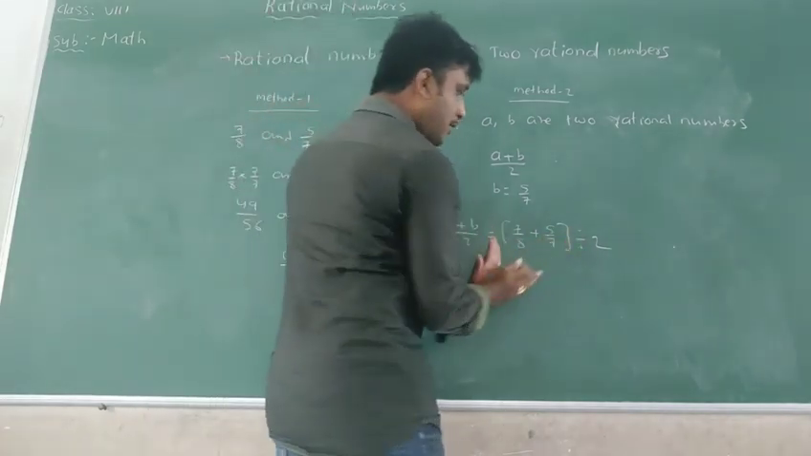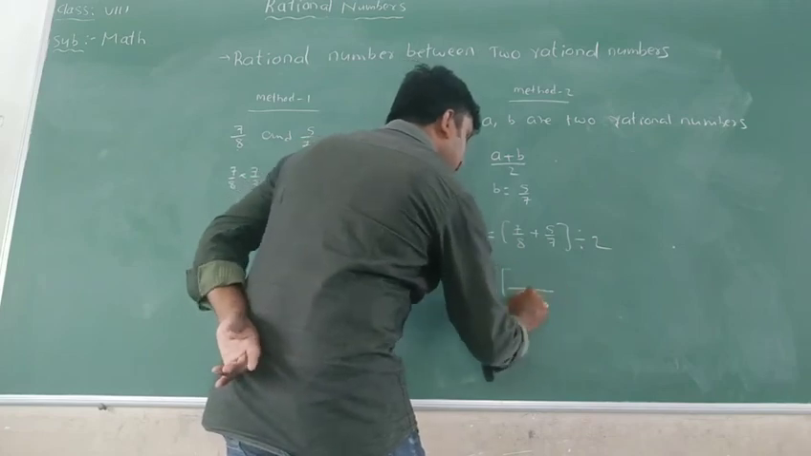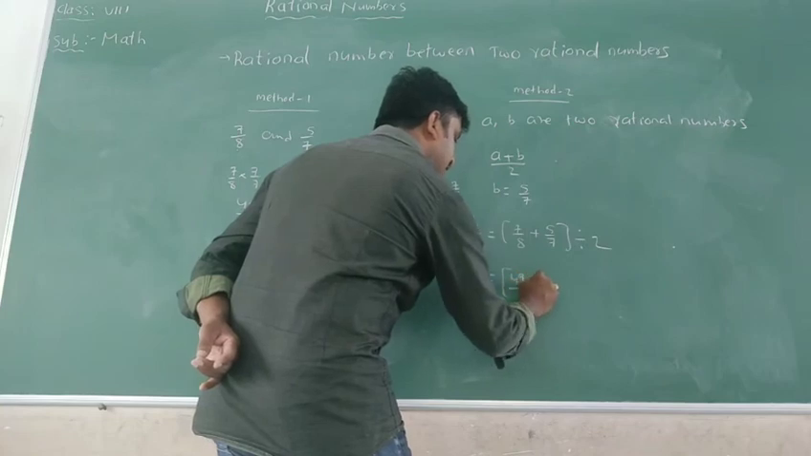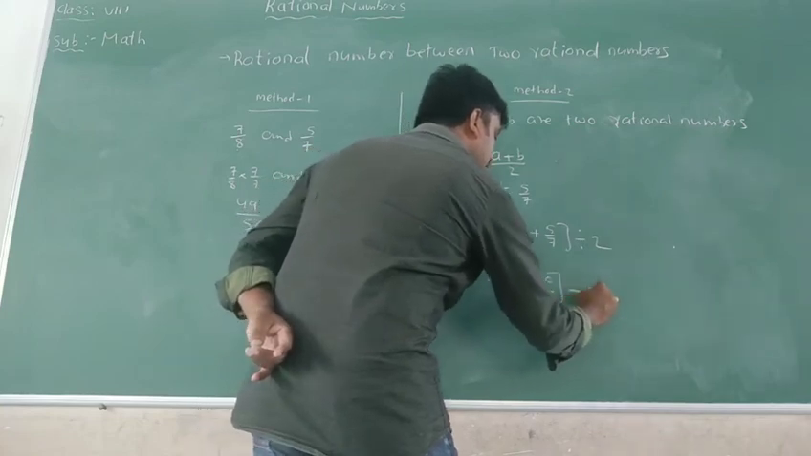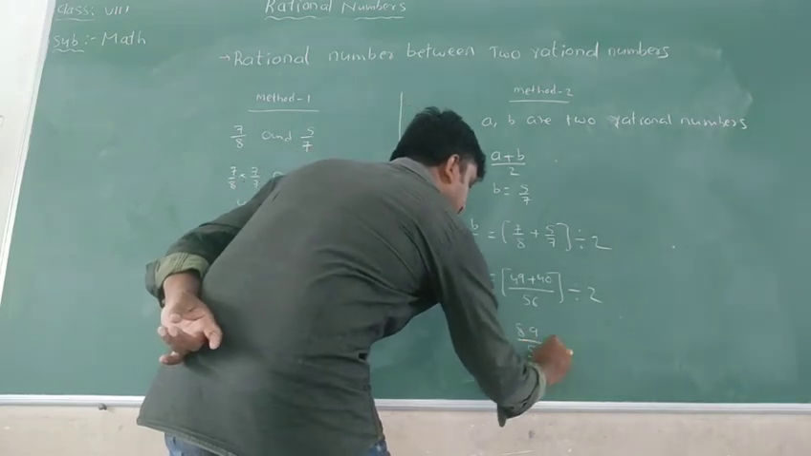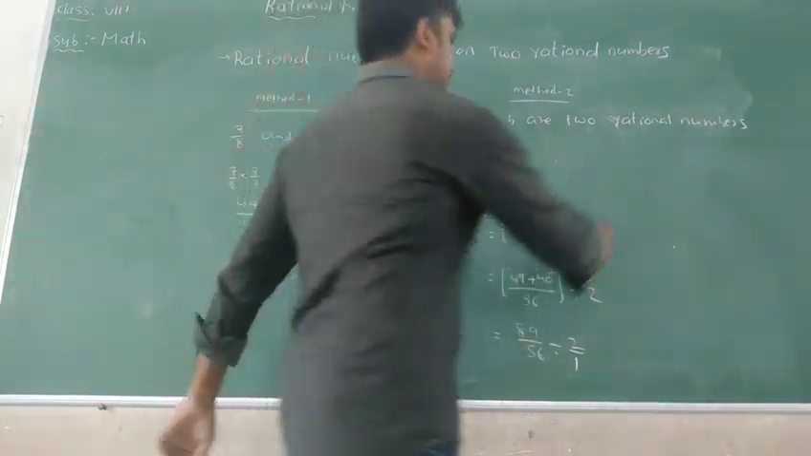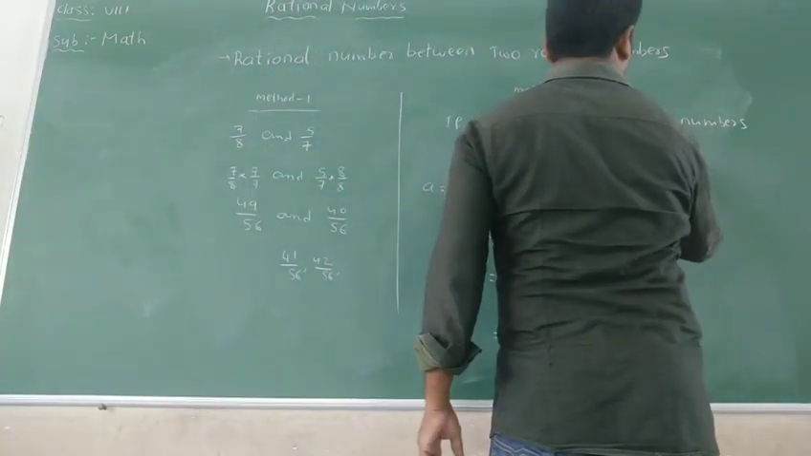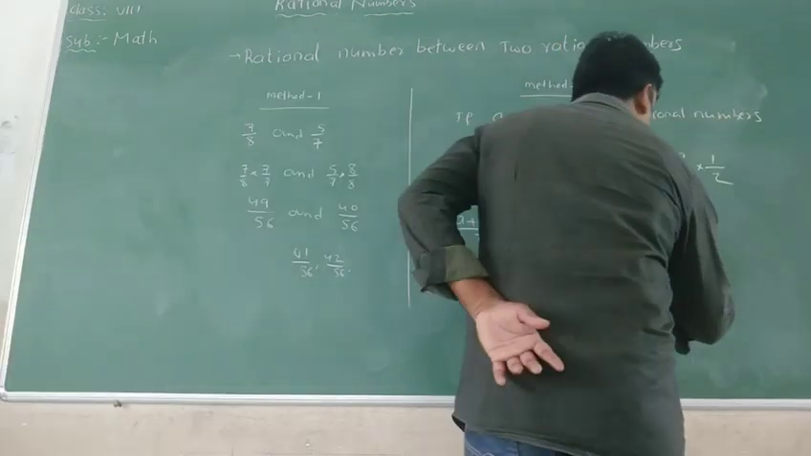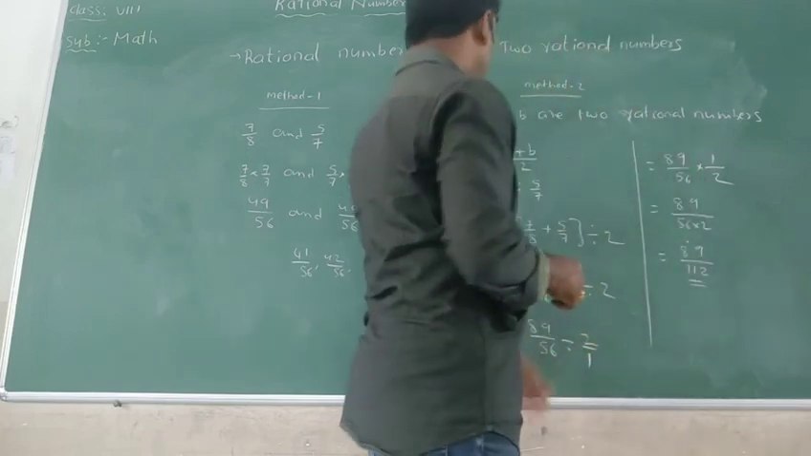So we will get a complete rational number, so I am writing divided by 2 like this. First I add these two. LCM is 56. Next is 7 times 7 is 49 plus 8 times 5 is 40, divided by 56, that is 89 by 56, divided by 2 by 1, and you have to convert this. So 89 by 56 into 1 by 2, that is 89 by 112.